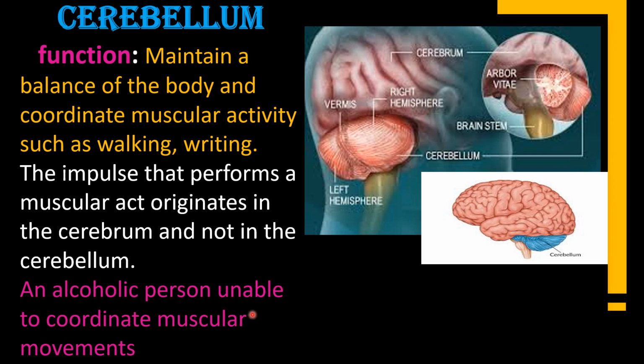An alcoholic person is unable to coordinate muscular movements. This is due to the cerebellum. Alcohol affects the cerebellum. That's why an alcoholic person is unable to coordinate muscular movements.